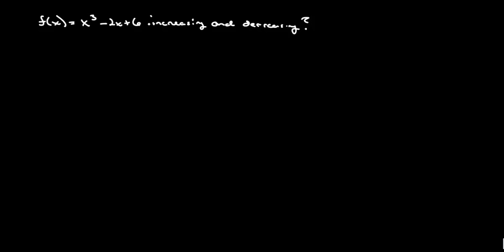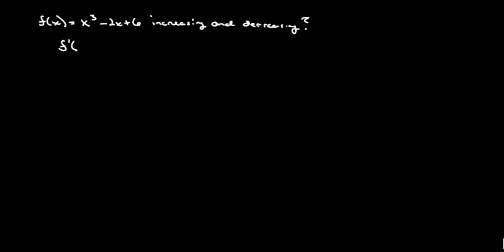Example number 7 would ask us to find on what intervals the function f, defined by x to the third minus 2x plus 6, is increasing and on what ones it is decreasing. Okay, so that's what we've got to look for. Well, the easiest way to find where it's increasing and decreasing is to take a look at its derivative.